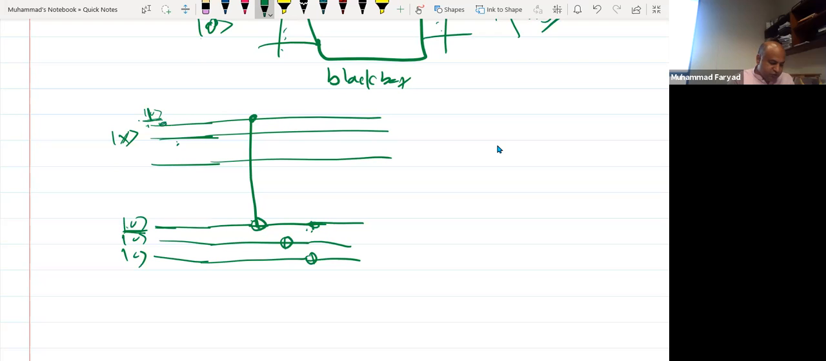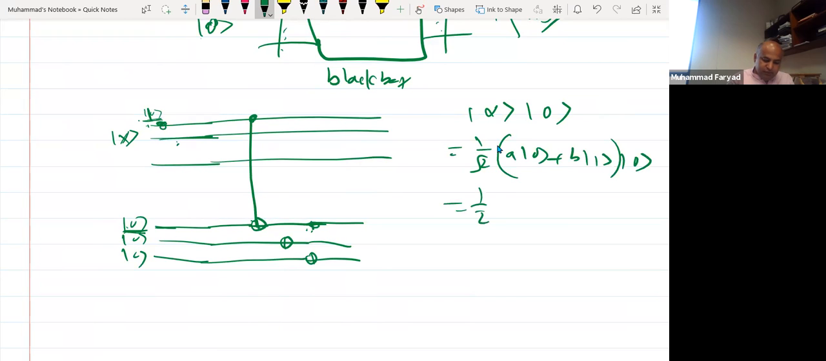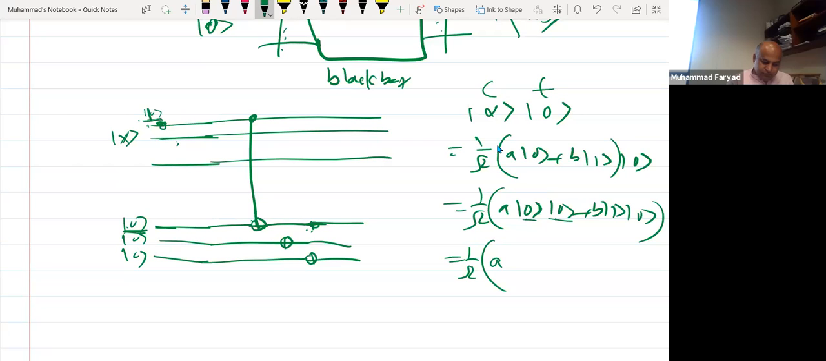And let's see what happens in general. Suppose this line is some alpha, and this is 0, where alpha is some state, A0, B1, and I can combine them. So this becomes A00, B10. This is control, this is target. So this is 0, so 0 remains 0. And this becomes 0, 0, and this is one, this becomes zero. So this becomes one. So now they are actually in an entangled state.